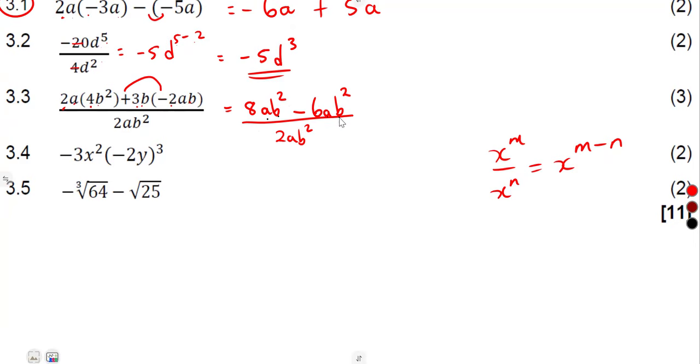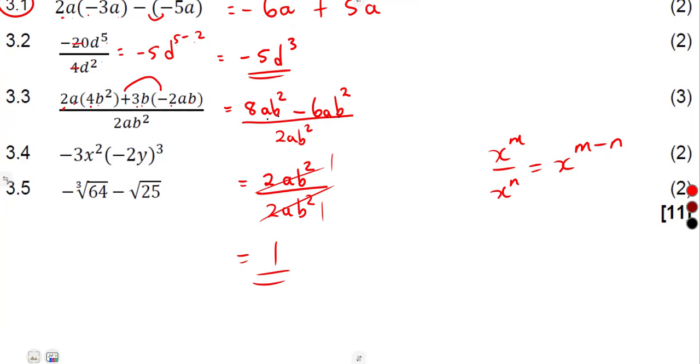Are we seeing, guys, that these are like terms? ab squared, same term, same power. B squared, a and a. So you can subtract, since they are like terms, 8 minus 6, which is 2. So that's 2ab squared over the denominator as it is, 2ab squared. Are we seeing that these terms are exactly the same? So they can cancel each other. And you have 1 over 1, which is 1. Just like that.